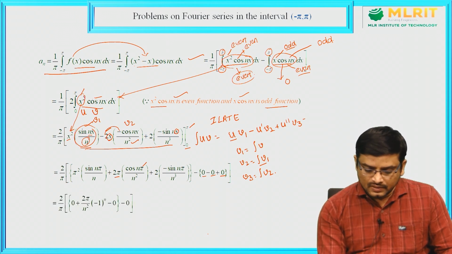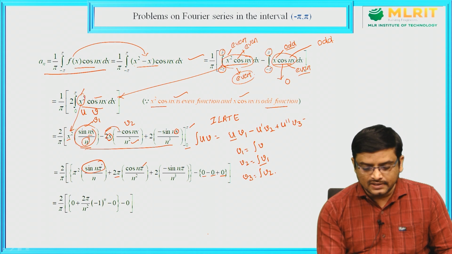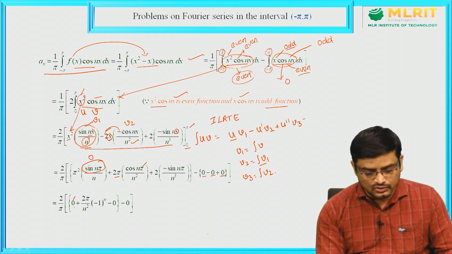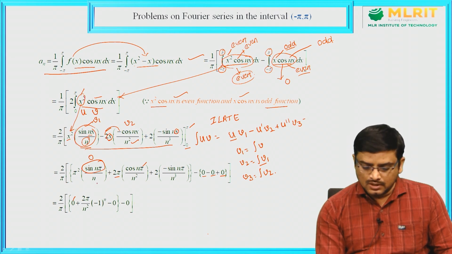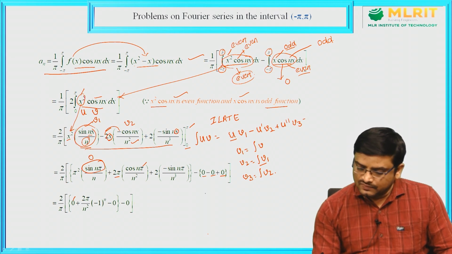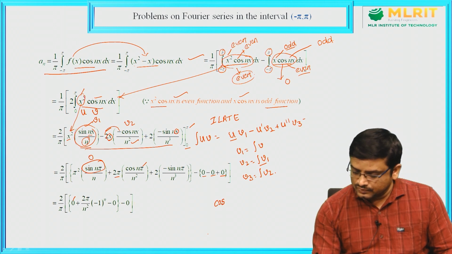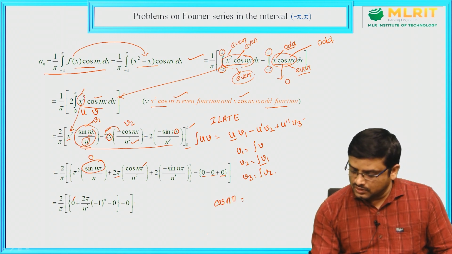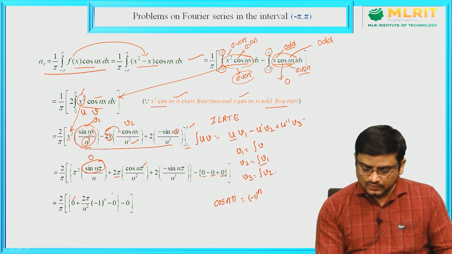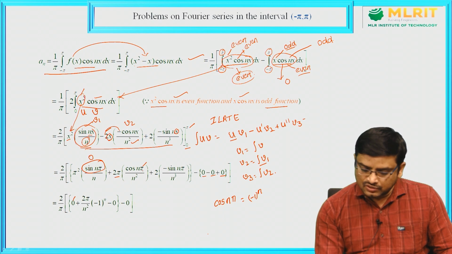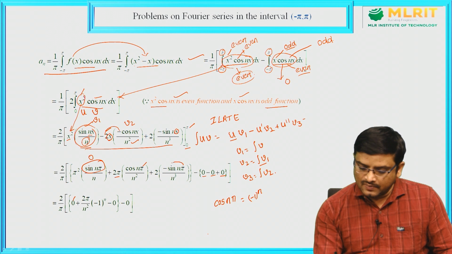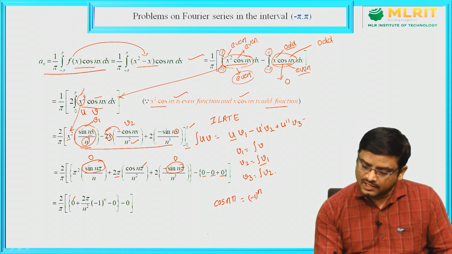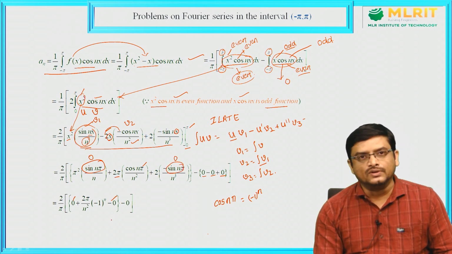Now here we have the standard formula: sin n pi is always equal to 0. So I have kept 0, and 0 into anything is 0, so the first term becomes 0. Plus here cos n pi. We have the formula cos n pi is equal to minus 1 whole to the power of n. This is the standard formula we are having. So 2 pi by n square, in place of cos n pi I have taken that minus 1 whole to the power of n. And here we are having sin n pi. We know that sin n pi is equal to 0, so we have taken that value equal to 0.